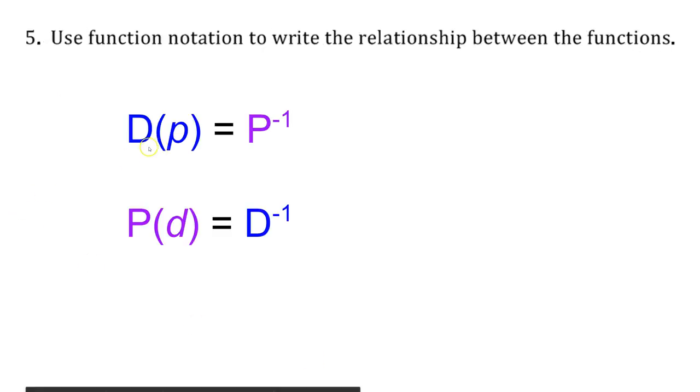So in function notation, we would say that d of p, Carlos's function, is equal to p inverse. And p of d, Clarita's function, is equal to d inverse. And that's this to the -1 power here that you see in both of these means inverse.